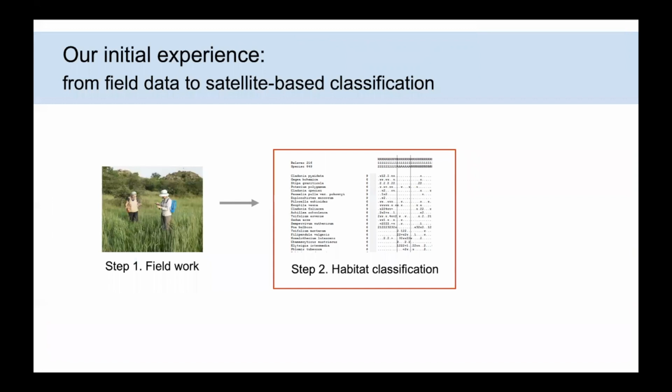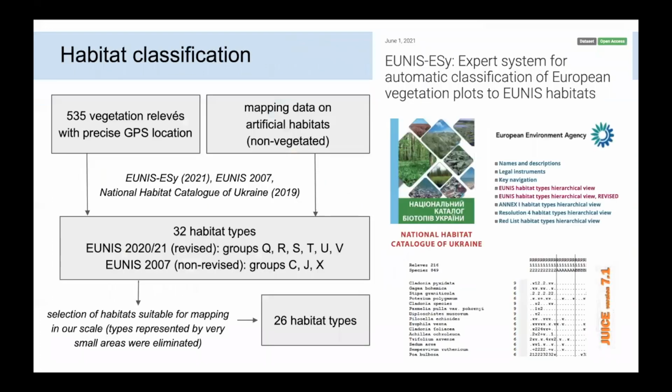The next step was to deal with habitat classification and define the list of habitats for the study territory. For such purposes, we used our vegetation data with precise GPS locations and also mapping data for artificial habitats. Then we applied the new version of the EUNIS expert system, also with some additions from the old EUNIS for non-revised habitat groups, and from the National Habitat Catalogue of Ukraine for some habitat types specific for the steppe zone.